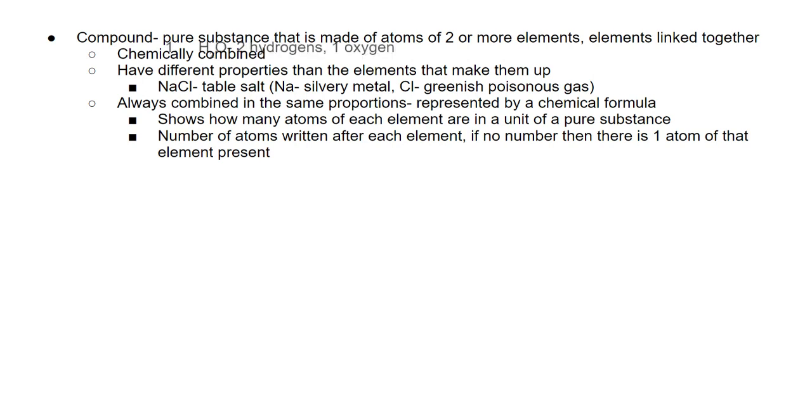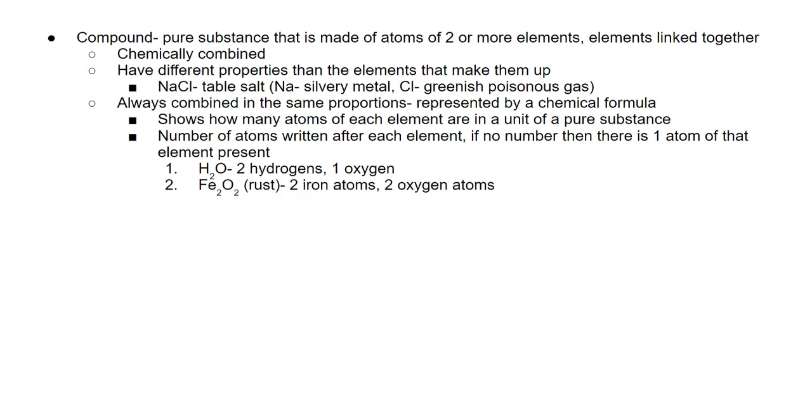So back to this again: water, H2O. Why is this important? This is the chemical formula for water. This chemical formula tells me that in water there's 2 hydrogens for every 1 oxygen. So it tells me the number of atoms, and it tells me the ratio between those atoms that form the compound. Fe2O2, 2 irons combined with 2 oxygens, creates rust. And if that ratio changes, well, the compound changes.